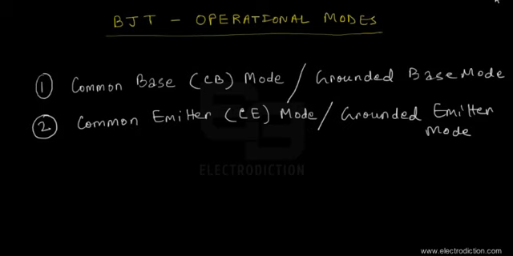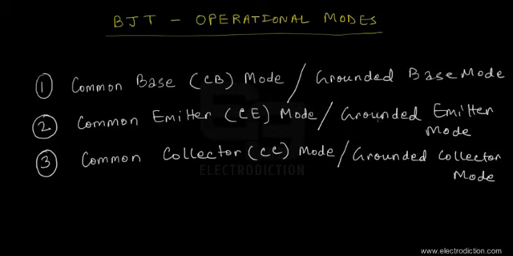And finally we have the common collector mode, or the CC mode in short, and like the previous two, it's also called the grounded collector mode, as the collector terminal, which is common here, must be grounded in order to achieve this mode of operation. Now we'll quickly move on to the operational mode we're going to discuss in detail here. You've guessed it right, that's the CB mode, or the common base mode of operation.